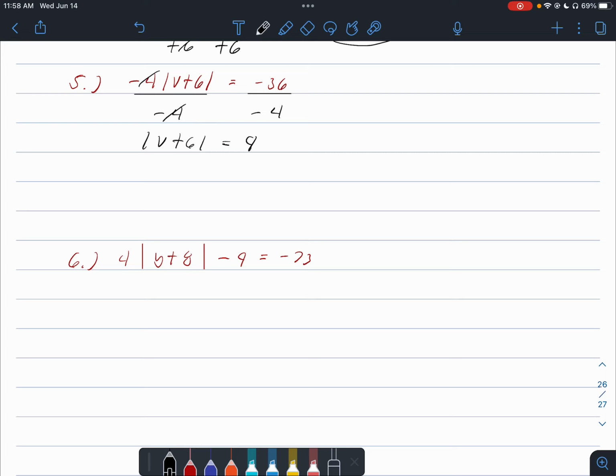So we have the absolute value of v plus 6 is equal to 9, and we have to consider both cases: v plus 6 equals 9, or v plus 6 equals negative 9. On this one, we can take 6 away from both sides, and we'll get v is equal to 3. Here we can take 6 away again, and we'll get v is equal to negative 15.